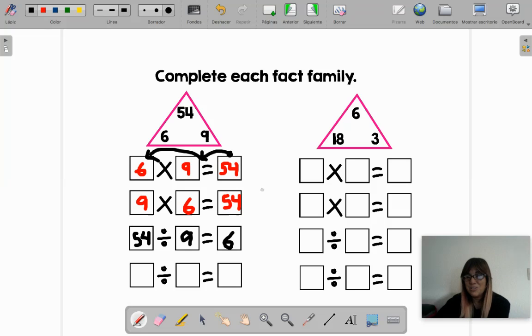Ta-da! You see, it's like a puzzle and it's like a game. It's super cool. Actually, I love fact families. And look, let's double check we did use the family. We have a 54. Yes, here it is. We have a 6. Yes, here it is. We have a 9. Yes, here it is. So we just use the numbers that are in the triangle, that family. Okay? Let's do the next sentence.